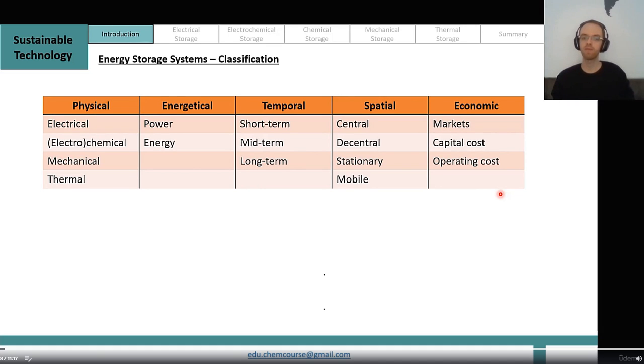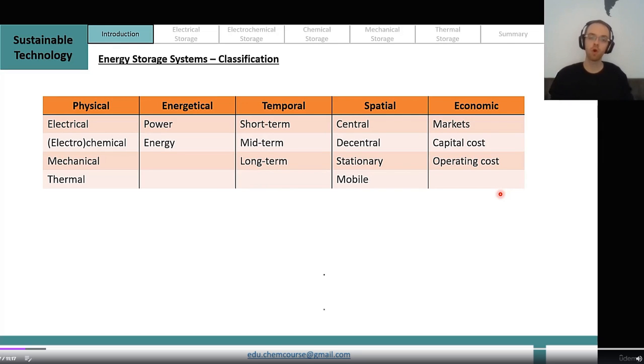We can have a look at temporal storages, so the time span over which we store the energy. Is it short term, is it mid-term, or long-term storage? Also, where is the storage facility provided and how it's organized? Is it a central one? Is it a decentral one? Is it stationary, or is it maybe even a mobile energy storage? And we can have a look into different markets. So for different markets, different energy storage systems are more interesting. We can have a look at the capital cost of the individual energy storage systems and their operating costs.